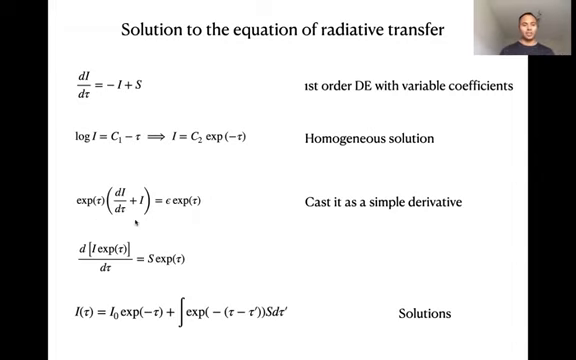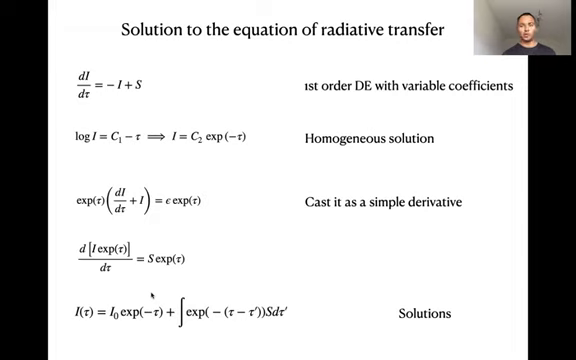Yeah, so the nice thing about this is this whole thing can be cast as a simple derivative now. So you can verify using the chain rule that the whole LHS is the derivative with respect to tau of I times exponential of tau. And the right-hand side is, of course, the source function times the exponential of tau. And now this looks like a simple differential equation to solve. It's in a very similar form to the homogeneous case. And so, yeah, I won't go through the intermediate steps because they're quite basic. Here's the solution you get.